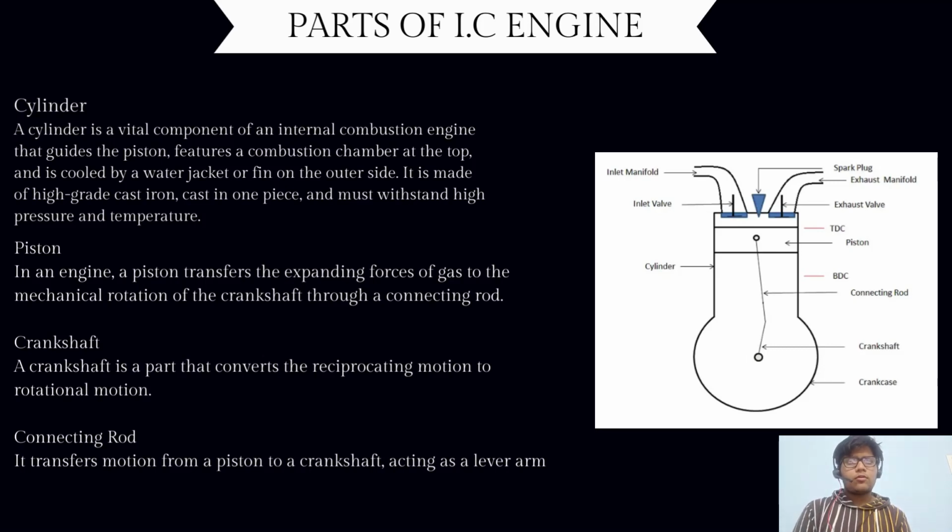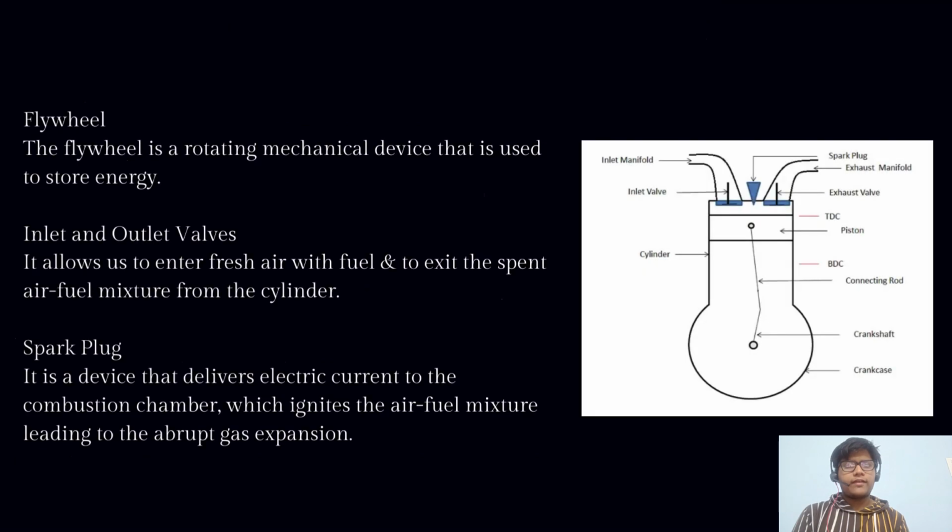The next key component of an IC engine is the flywheel. A flywheel is secured to the crankshaft. The main function of the flywheel is to rotate the shaft during each stroke. It also makes crankshaft rotation more uniform. Now let's understand the next key component, that is valves.